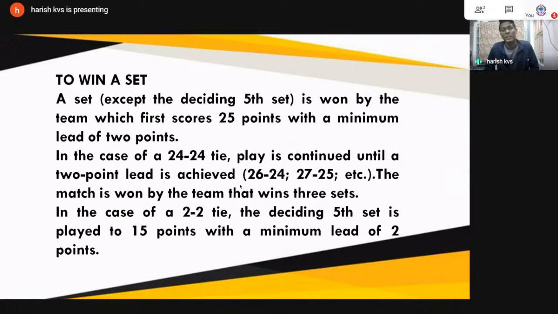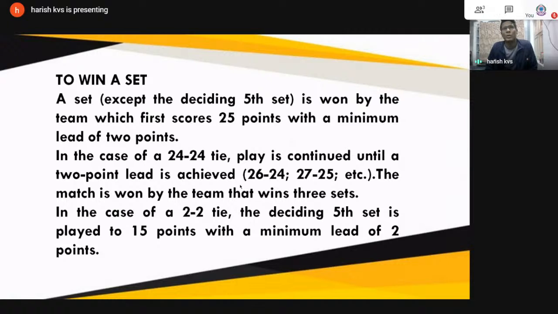The match is won by the team that wins 3 sets. So it is a very common thing. The match is played as a best of 5 sets. So the team who wins 3 sets would be awarded the match. In the case of a 2-2 tie, where both teams have won 2 sets, the deciding set is played to 15 points with a minimum lead of 2 points. So the only technical aspect of these sets is that the very first 4 sets are played to 25 points.